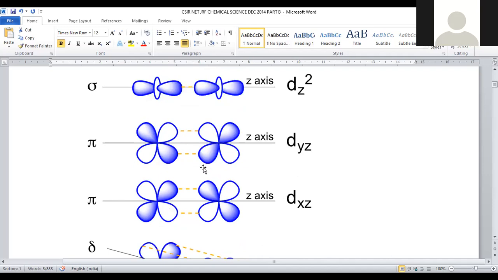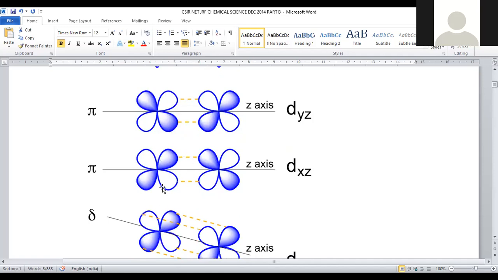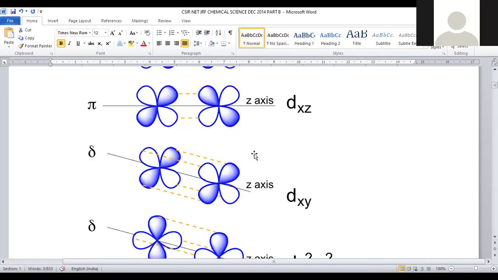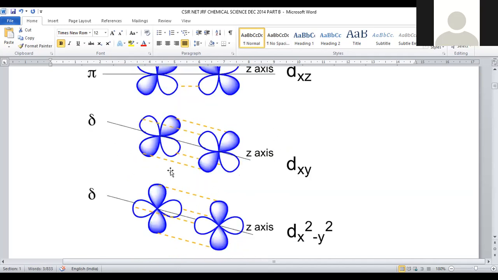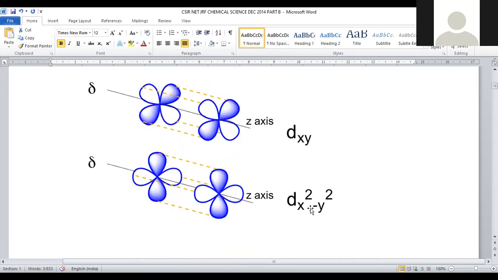So for the pi bond again, p orbitals will participate, as we just discussed, and for the delta bond, how could it be? Both the lobes of the double dumbbell orbital will participate in this delta bond formation. Dxy and dx square minus y square have the provision, because of their suitable orientation, so that two lobes are in the way to participate in the delta bond formation.